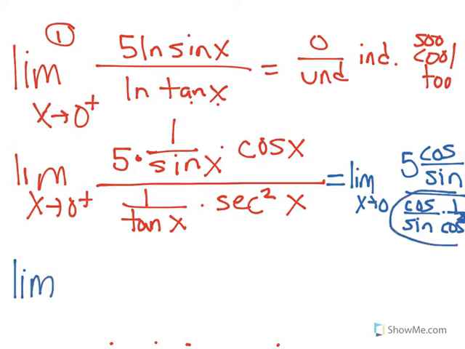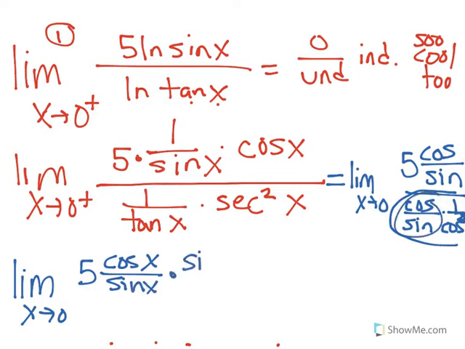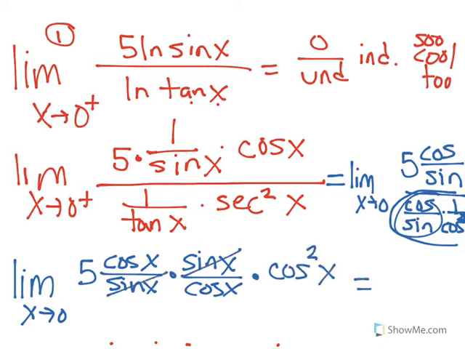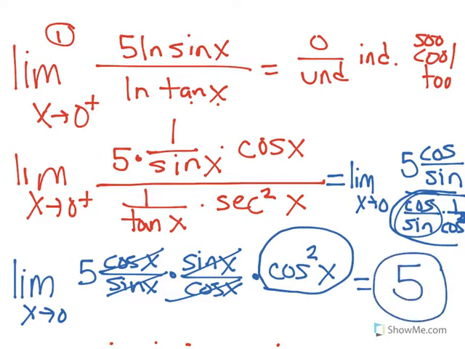So it's going to be the limit as x approaches 0 of 5 times cosine x over sine of x. Remember, when it comes to the top, it just flips. So I'm going to bring this up now. Times sine of x over cosine of x times cosine squared x. And now if you look, cancel. The cosine of 0 is 1. 1 squared is 1. 1 times 5 is 5. This is the common way to approach these trig functions.